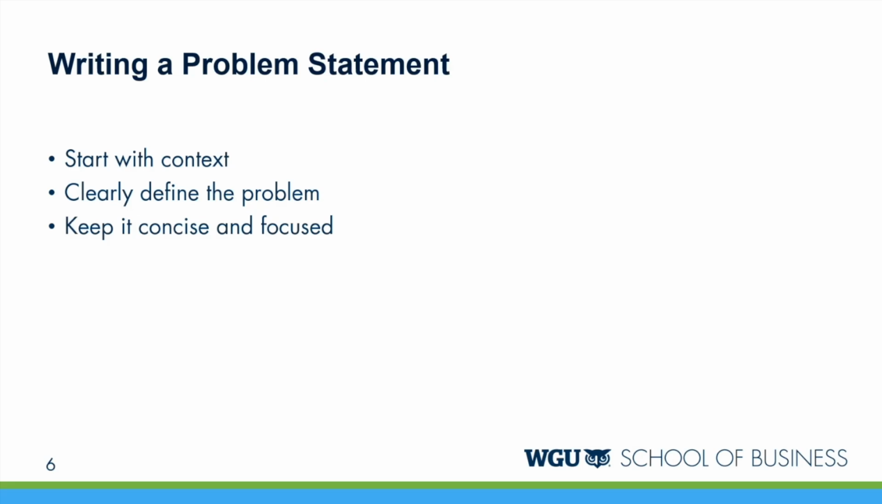A strong problem statement explains what is happening and why it matters without assigning blame or jumping to solutions. So that's a key thing too. When you write that problem statement, you are just explaining what is happening, why it matters. And don't jump to the solution part of it yet, because that will be coming.